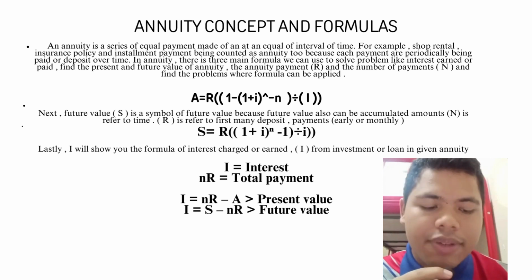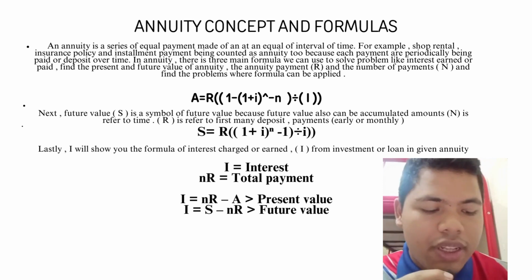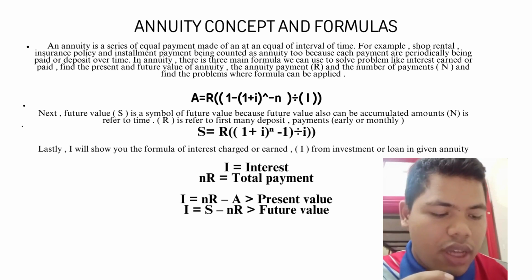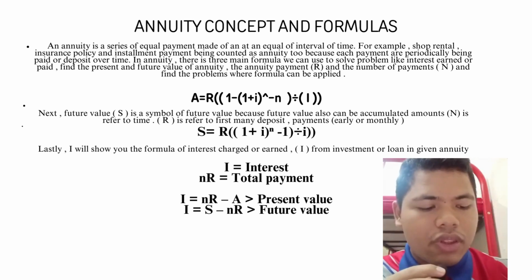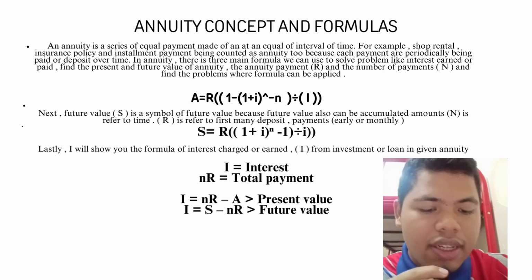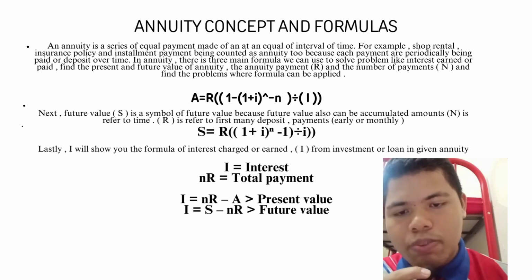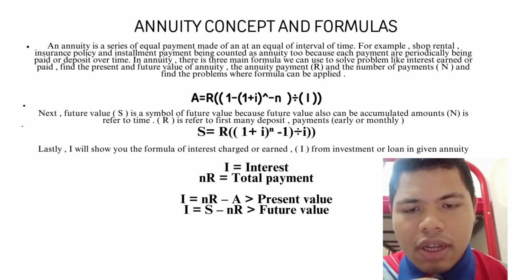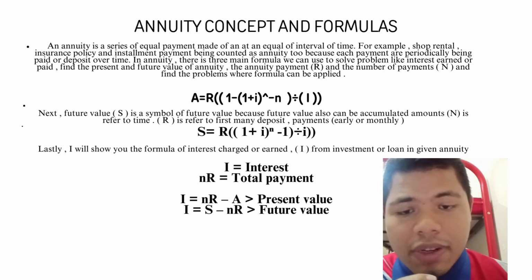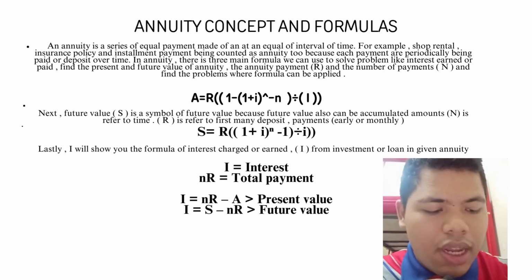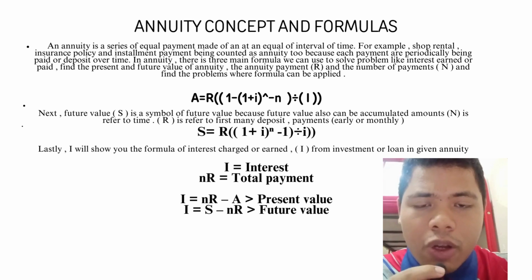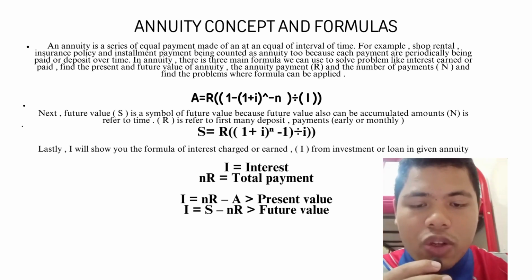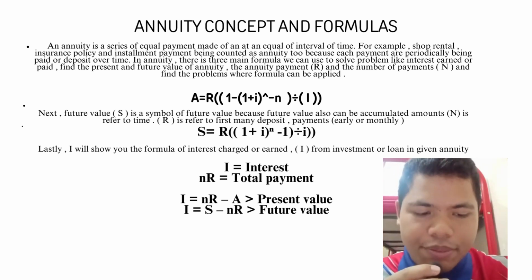Okay, lastly, I will show you the formula of interest charged or earned. Small i is from an investment or loan in a given annuity. So you can see the formula up there. The interest rate formula is divided into two parts. Each part is for a different type of value. For example, there is the present value interest rate formula and the future value interest rate formula.